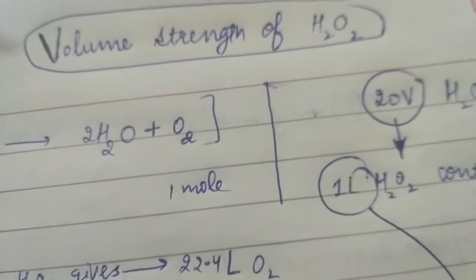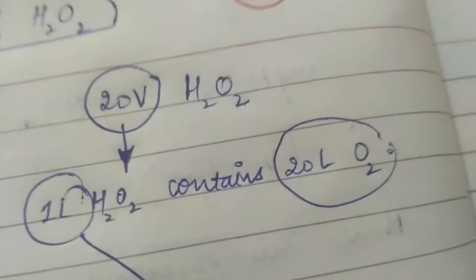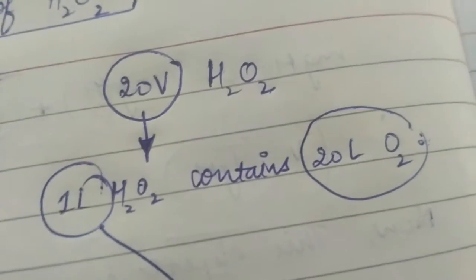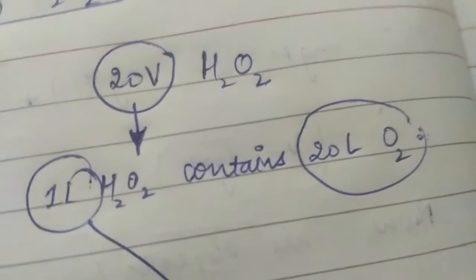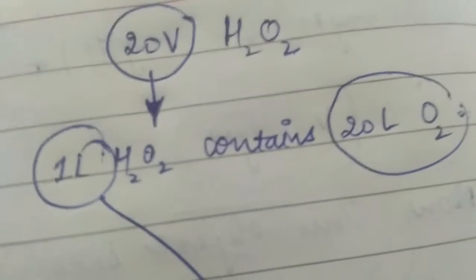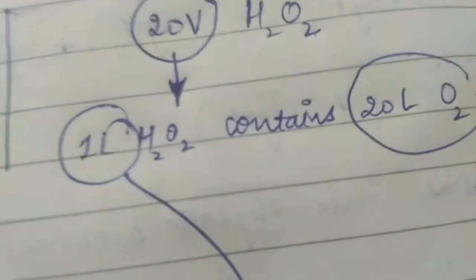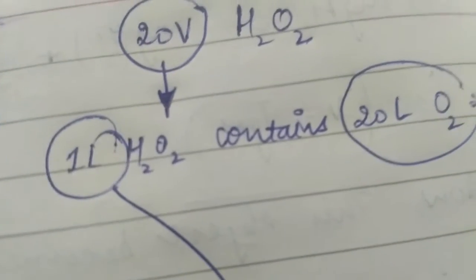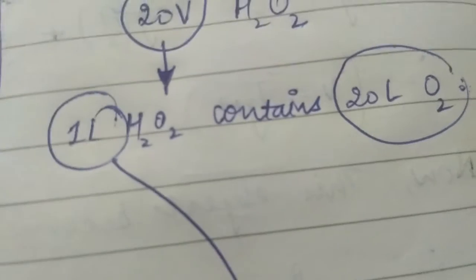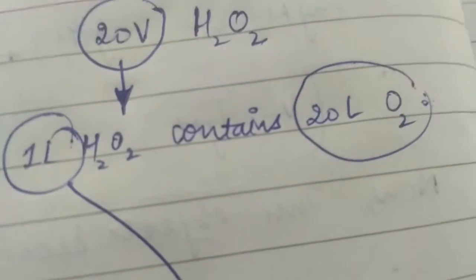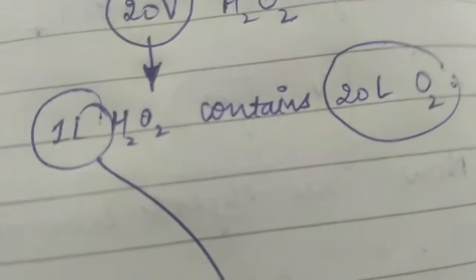First of all, how do questions from this topic come? If I talk about NEET, there is a pretty famous previous year question: what does 20 volume of H2O2 mean? It means that 1 liter of H2O2 contains 20 liters of oxygen. Or I can also say 1 milliliter of H2O2 contains 20 milliliters of oxygen. Or 1 decimeter cube of H2O2 contains 20 decimeter cube of O2.